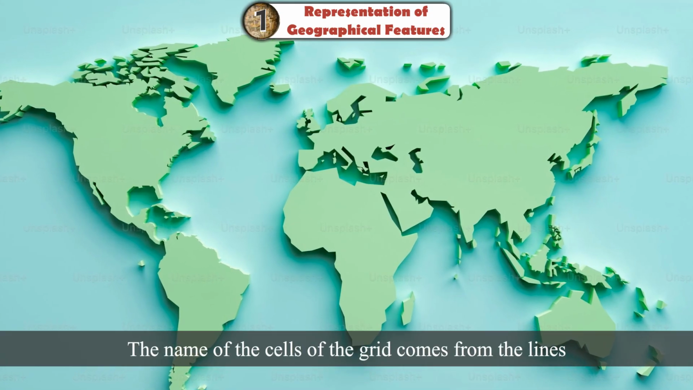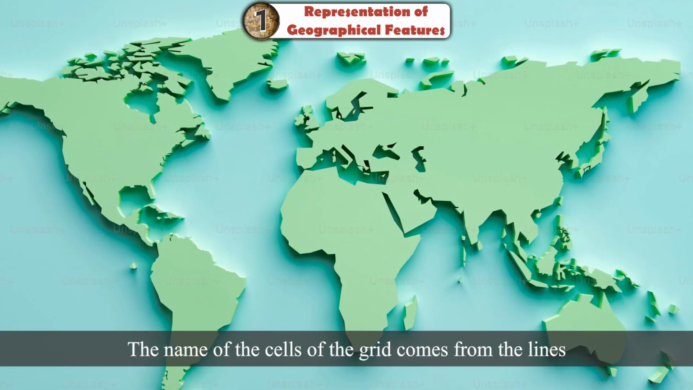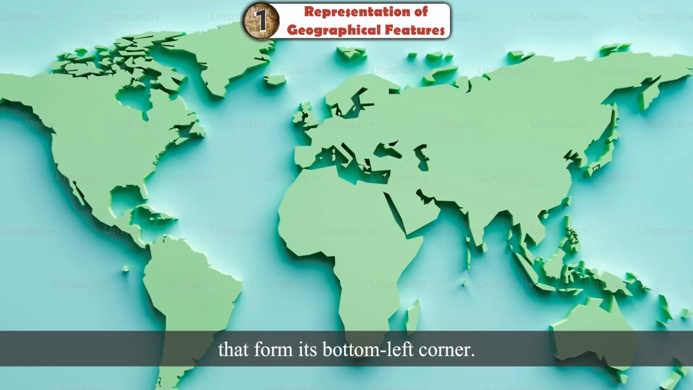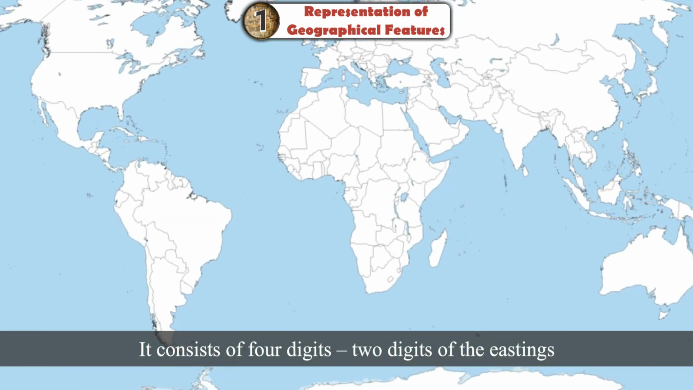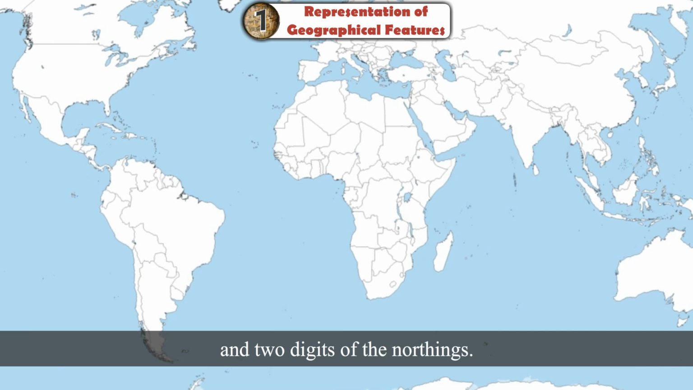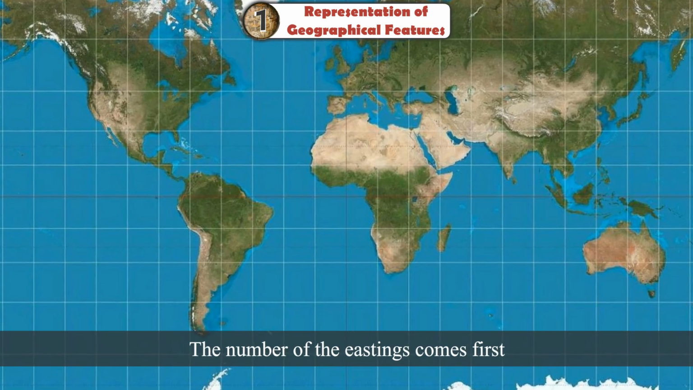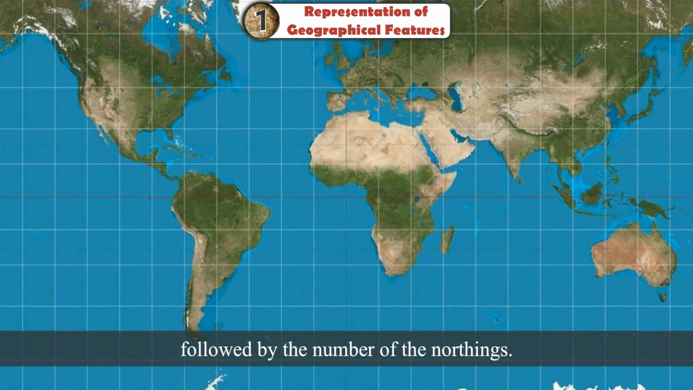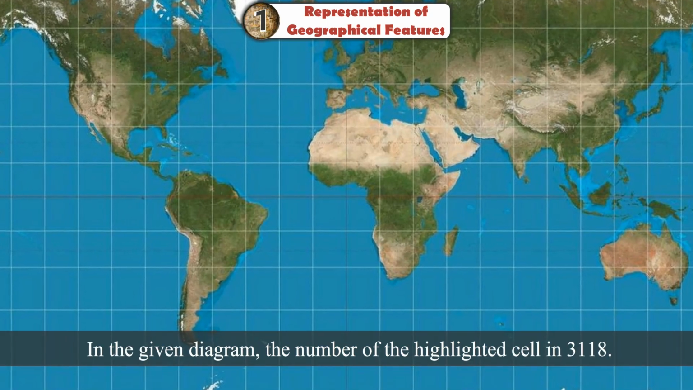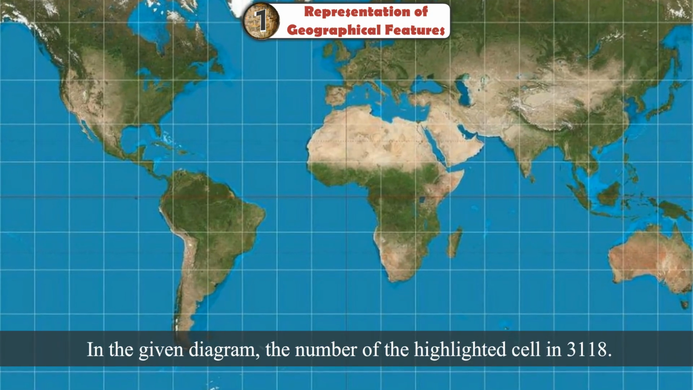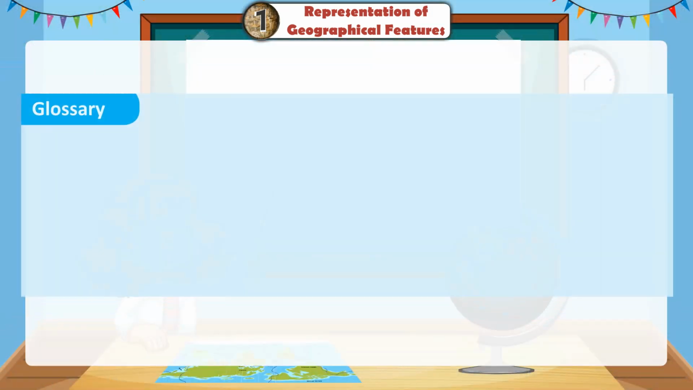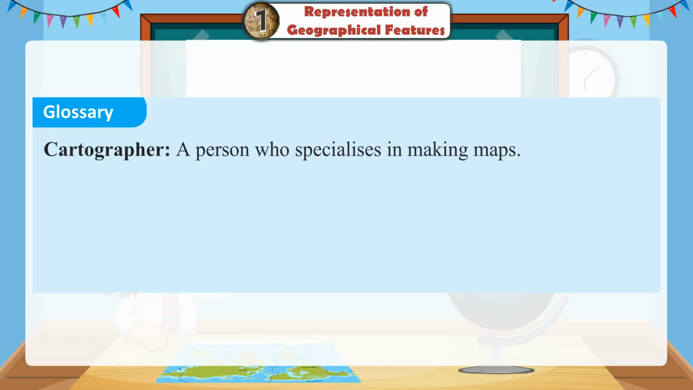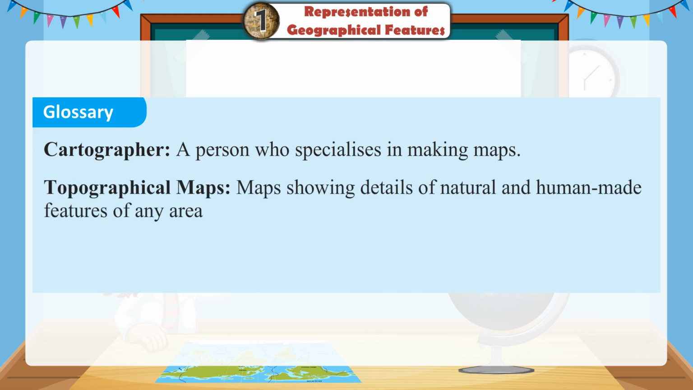The name of the cells of the grid comes from the lines that form its bottom left corner. It consists of 4 digits, 2 digits of the eastings and 2 digits of the northings. The number of the eastings comes first, followed by the number of the northings. In the given diagram, the number of the highlighted cell is 3118. Glossary: cartographer, a person who specializes in making maps.